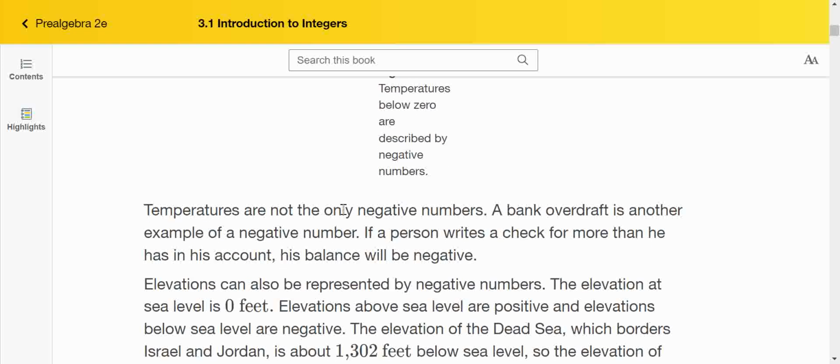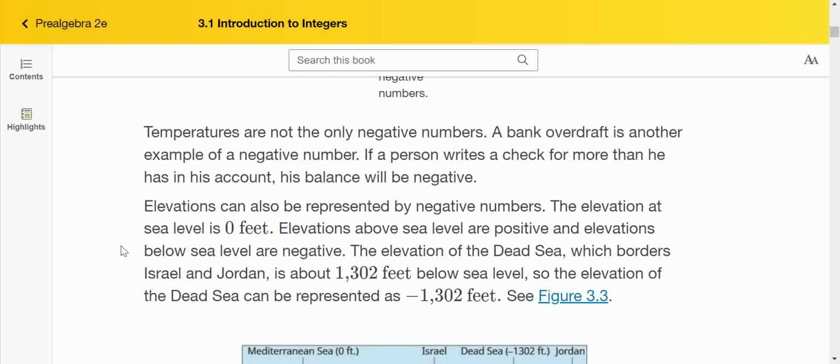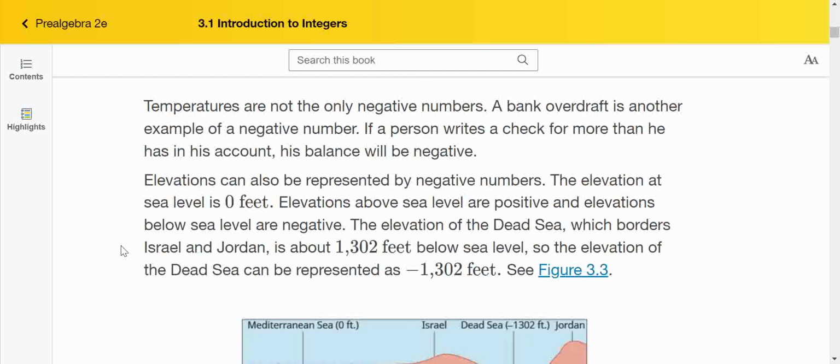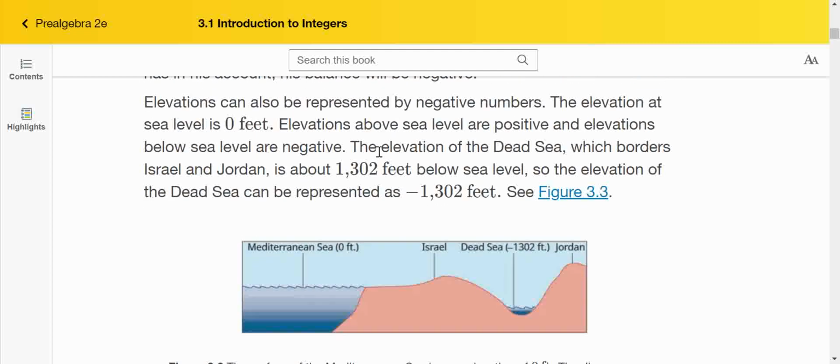Temperatures are not the only negative numbers. A bank overdraft is another example of a negative number. If a person writes a check for more than he has in his account, his balance will be negative. Elevations can also be represented by negative numbers. An elevation at sea level is 0 feet. Elevations above sea level are positive, and elevations below sea level are negative.